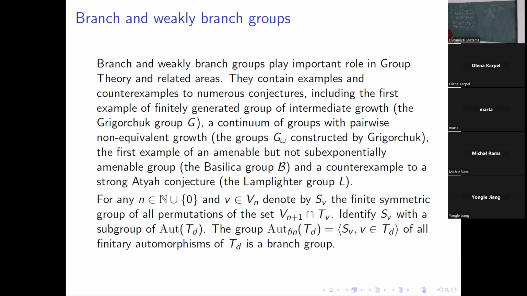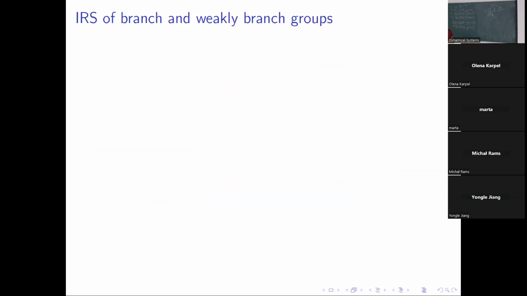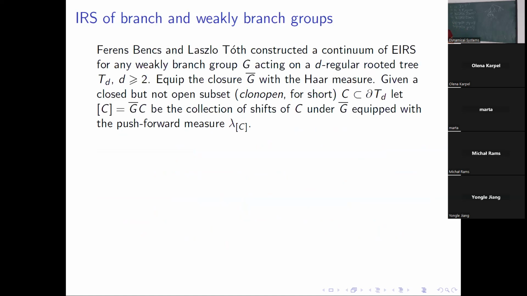So these are some examples, some motivation. Now we are interested in invariant random subgroups of branch groups and weakly branch groups. They were studied intensively by Ferenc Bencs and Lars Lotos, who constructed a continuum of ergodic invariant random subgroups for any weakly branch group acting on a rooted tree.